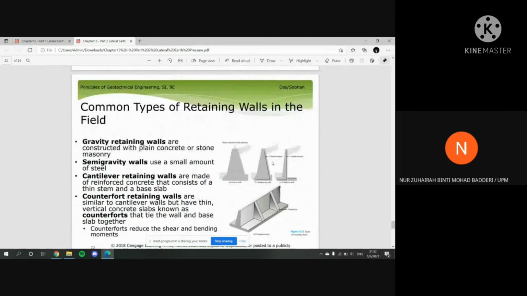Okay. For the gravity retaining walls, korang boleh tengok gambar dekat yang A tu, yang first tu. Dia construct with plain concrete or stone masonry. Untuk semi-gravity walls pula, they use a small amount of steel and small gravity walls tu, they resist external loads combined dengan resistance offered by the vertical soil component of weight above the footing. And then for the cantilever retaining walls, made of reinforced concrete that consists of a thin stem and base slab.